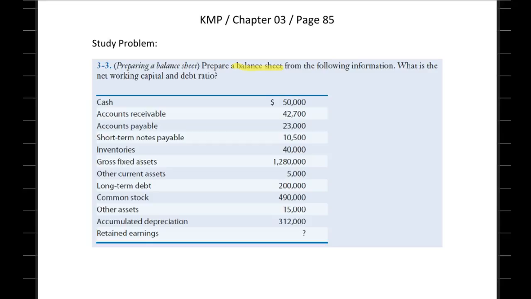Welcome again. We are going over study problem 3-3. Previously, we produced the asset side of the balance sheet. Now, on the second video, we will come up with the liabilities and equity side of the balance sheet. Let me remind you of what we found so far.